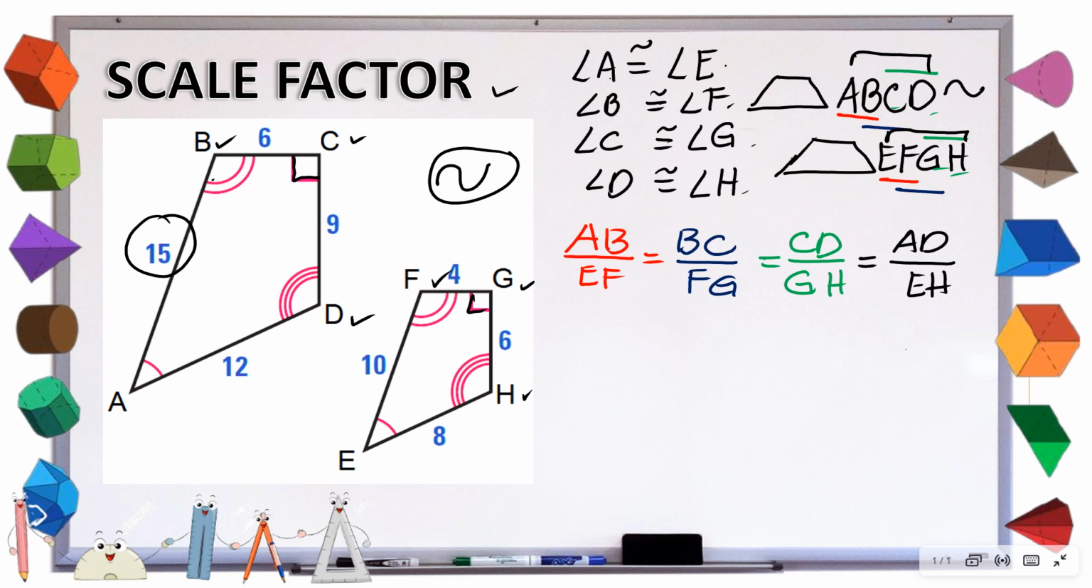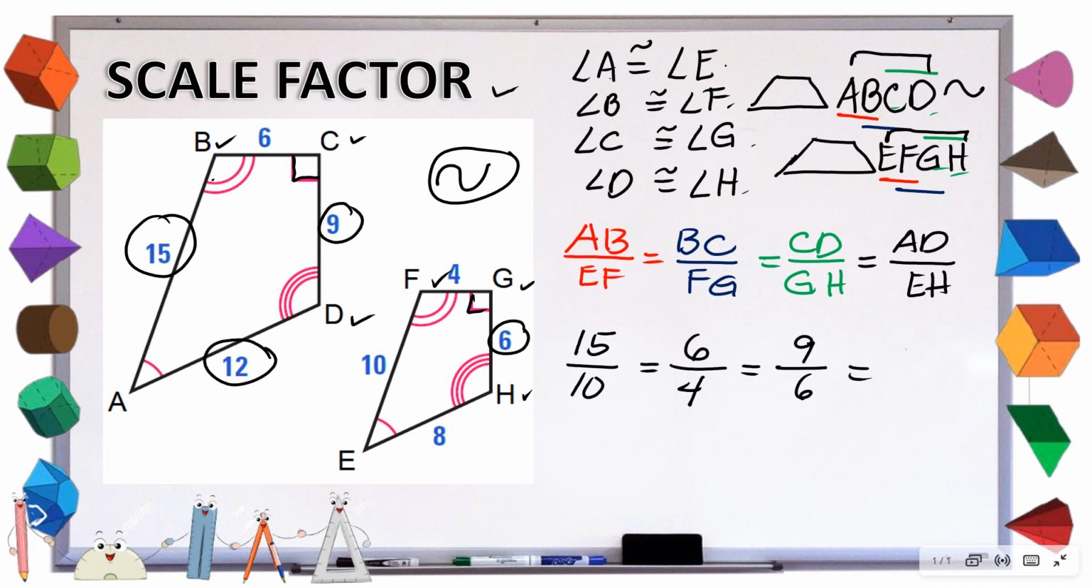So, AB is 15. Then, we have EF, which is 10, is equal to BC is 6. And then, FG is 4. Then, we have another one. CD is 9. And then, GH is 6. And the last one, AD, is 12. And then our EH is 8.